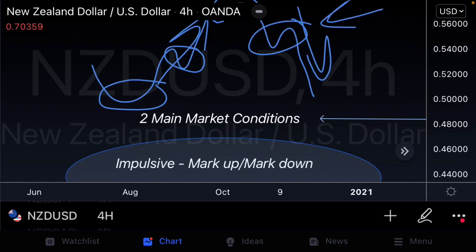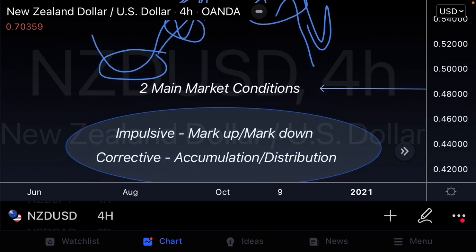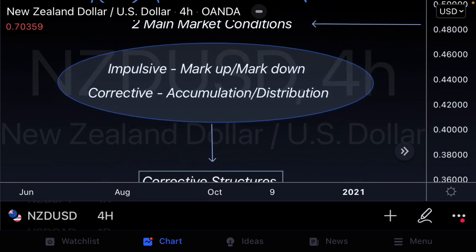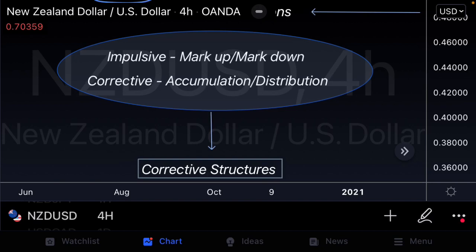So those markups and markdowns are our impulsive phases, and there are also those corrective phases, which are basically our accumulation and distribution phases, as well as our reaccumulation and redistribution phases. Like I said, guys, if you want to go into this in a little more detail, definitely check out that video so that we don't leave you halfway in the explanation as we move on. Otherwise, guys, next we are going to go into those corrective structures.